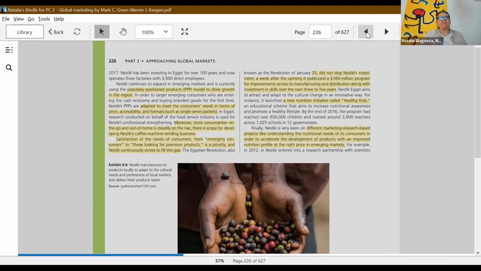Something like that, because they know that people are also looking for premium goods or premium products that are accessible or affordable at the same time. Yes, very good, very good.